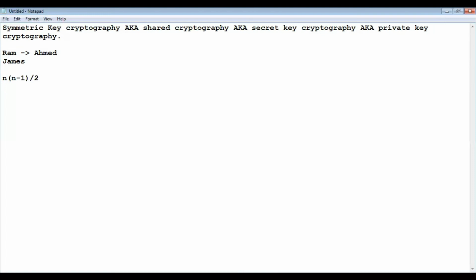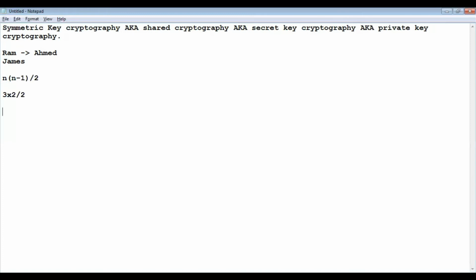Okay, so for a two-member communication, 2 multiplied by 1 divided by 2 becomes one key. So Ram and Ahmed is only one key. For a 3-member environment, 3 multiplied by 2 divided by 2 actually becomes 3 keys. So Ram to Ahmed, Ahmed to James, and James to Ram.